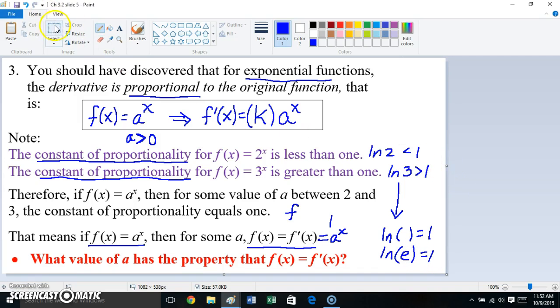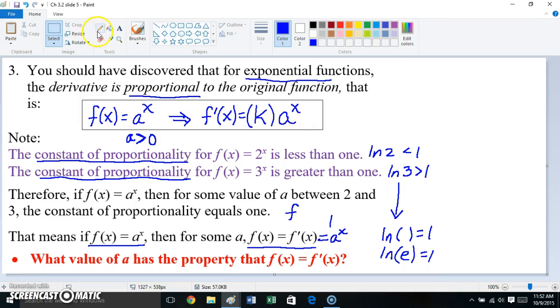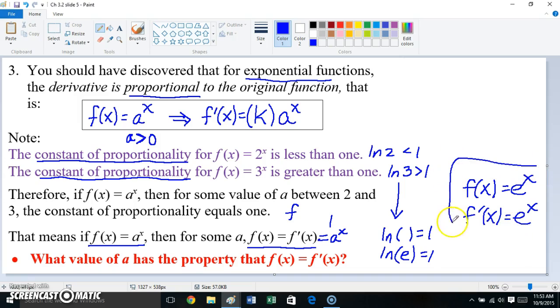So we can say that if f of x is equal to e to the x, f prime of x is equal to the natural log of e, or 1, times e to the x. You should check that out on your graphing calculator, looking at the table, and see if that holds true. You should find that the derivative of e to the x is itself.